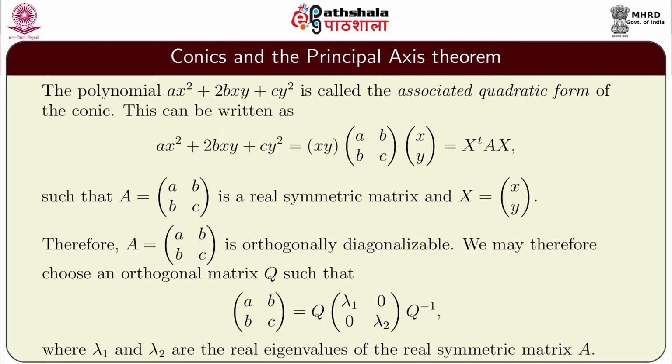A being real symmetric, it is orthogonally diagonalizable. We may therefore choose an orthogonal matrix Q, which is in fact the basis change matrix, such that the matrix A, that is a b, b c, is equal to Q times the diagonal matrix lambda 1 0 0 lambda 2 multiplied by Q inverse, where lambda 1 and lambda 2 are the real eigenvalues of the real symmetric matrix A.